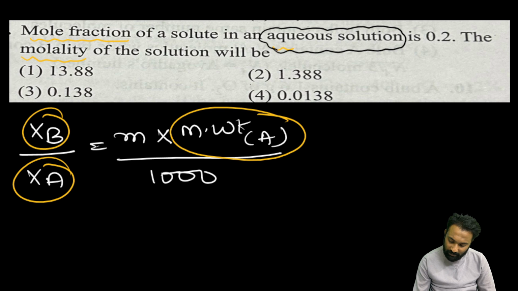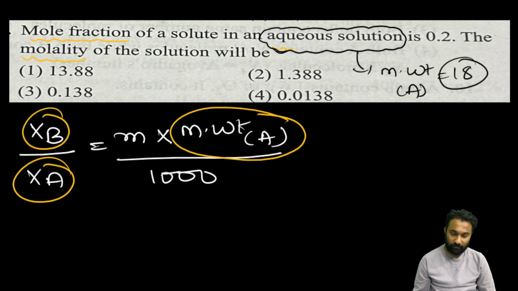Yesterday I explained this very beautifully in the first video. If the solvent is water, we call that solution an aqueous solution. Aqueous solution is nothing but a solution where the solvent is water. Solvent is water, that you have to remember. So the molecular weight of the solvent A is 18, from here we got it.